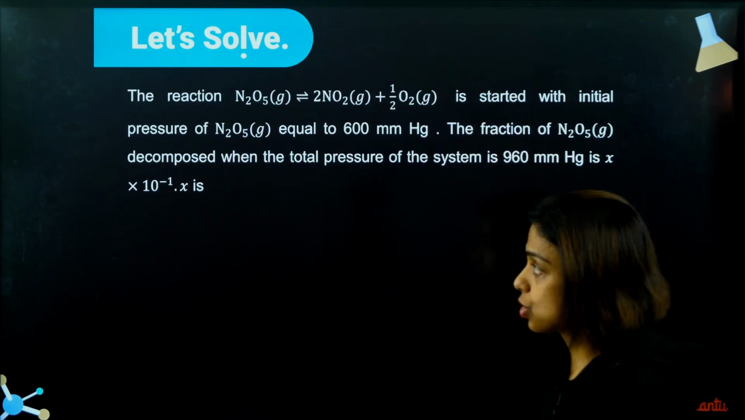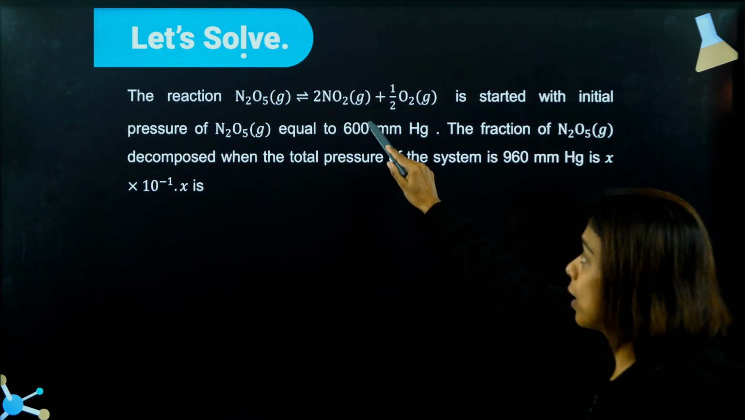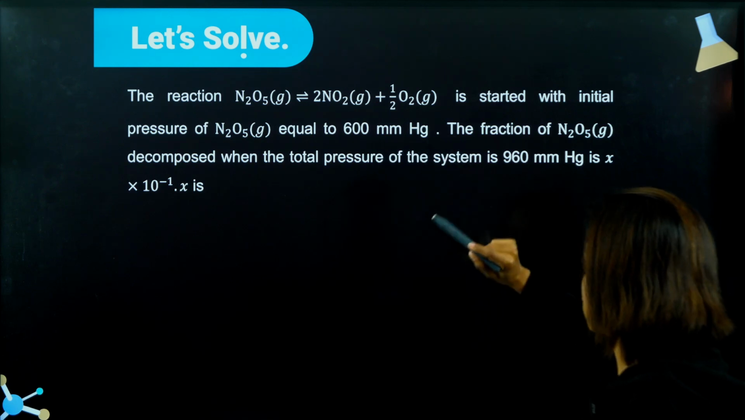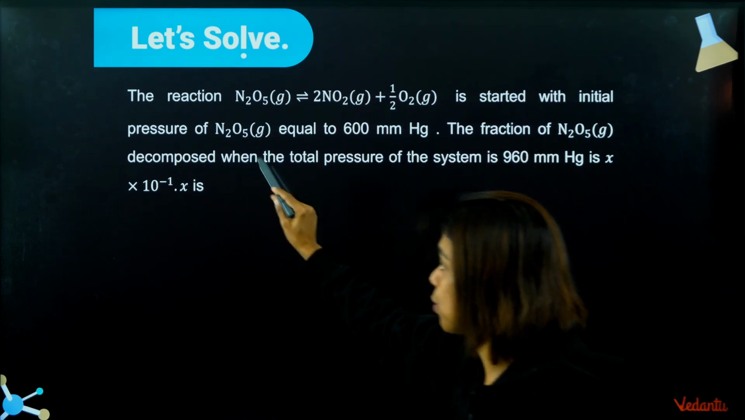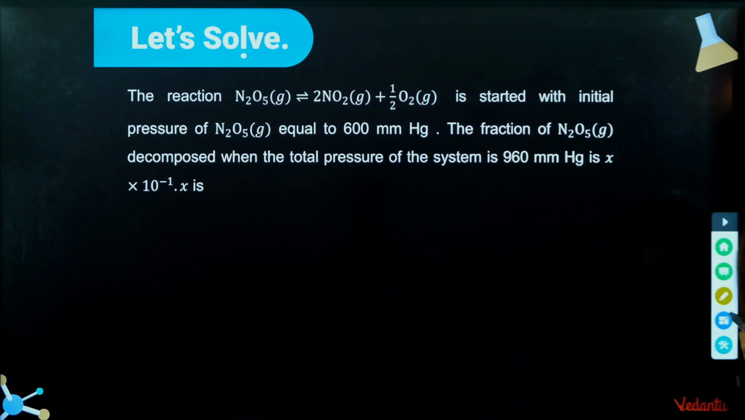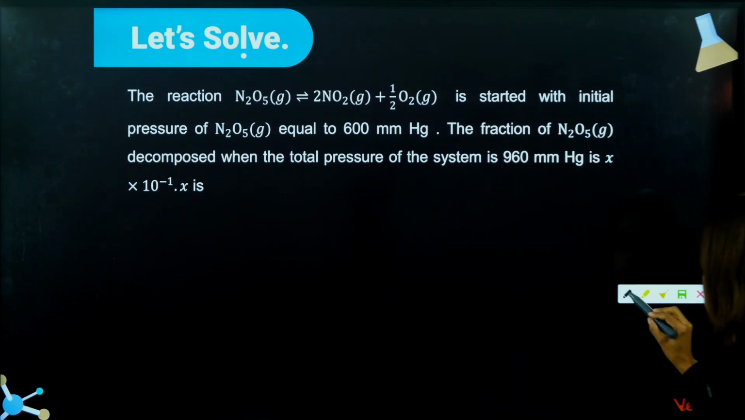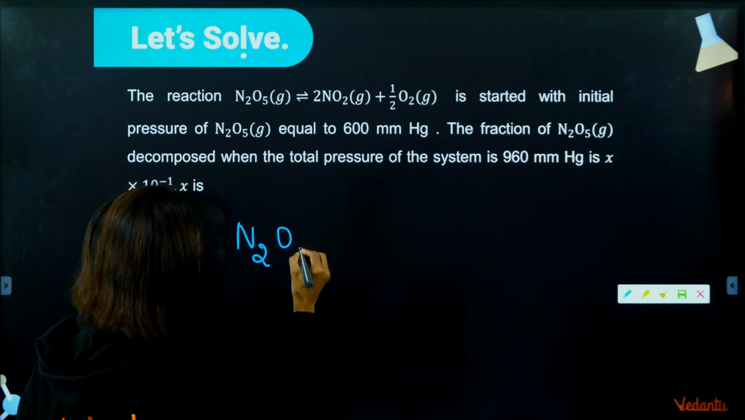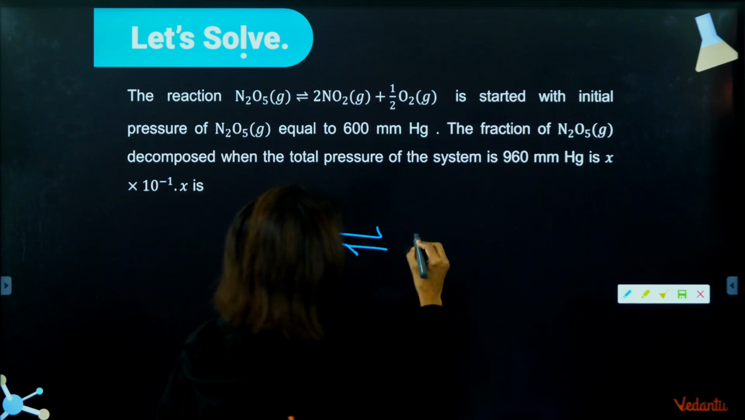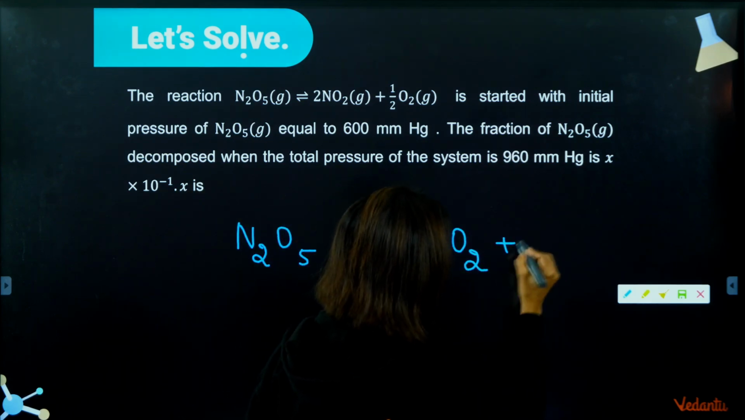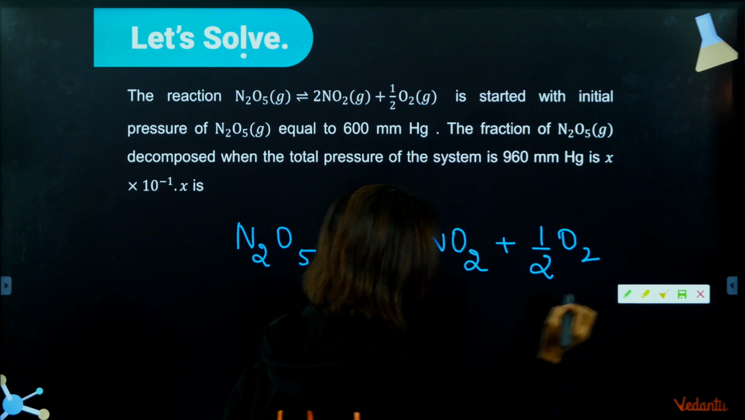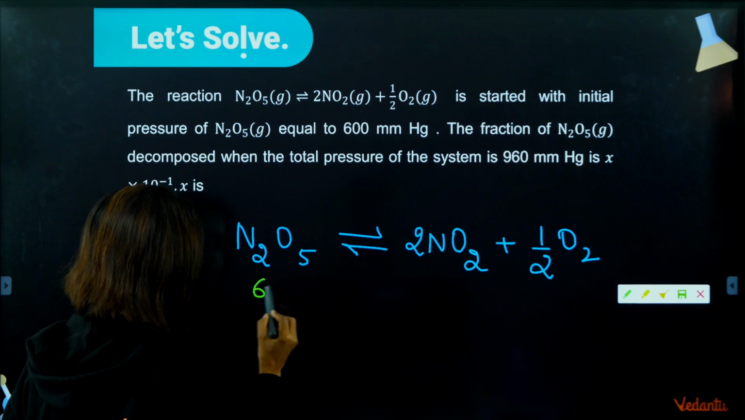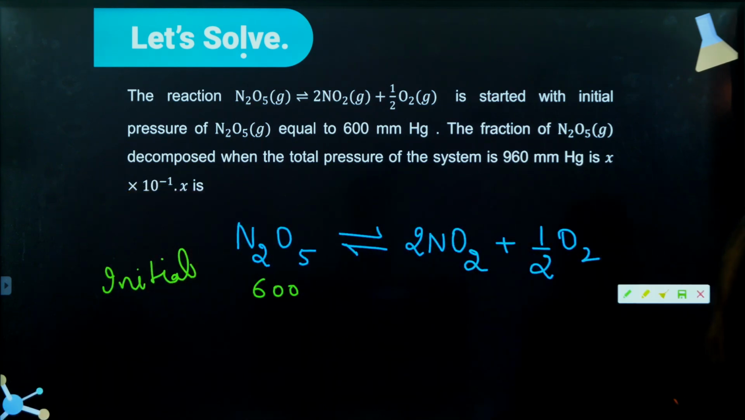Okay, now the next question is, the reaction N2O5 gives 2NO2 plus half O2 is started with initial pressure of N2O5 equal to 600 mm of Hg. The fraction of N2O5 decomposed when the total pressure of the system is 960 mm of Hg. Okay, so we have N2O5 gas gives 2NO2 plus half O2. This is the reaction, and the initial pressure of N2O5 is given as 600.